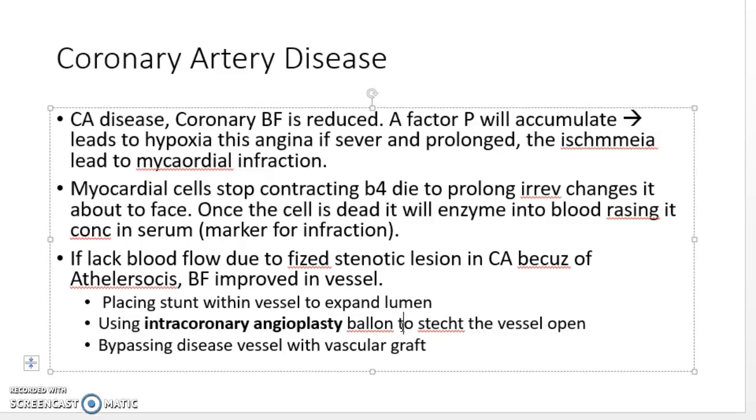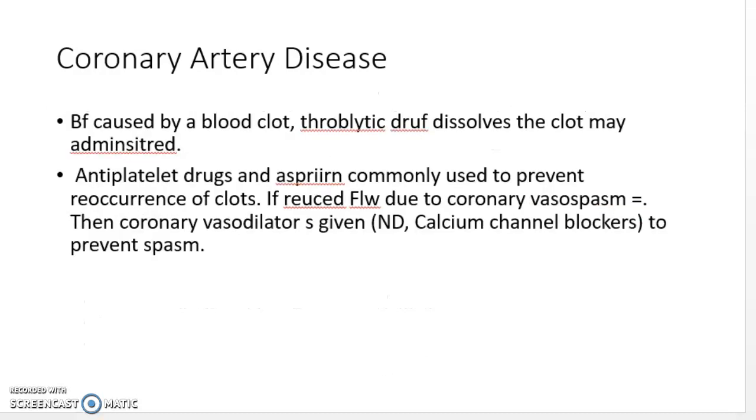I think I forgot to mention that the myocardial cells stop contracting before death to prolong their irreversible change. So to prolong their irreversible change, they leak enzymes, and I already mentioned all about that.